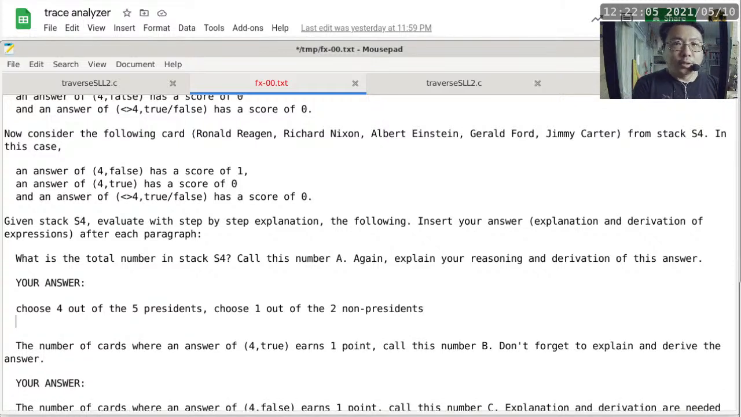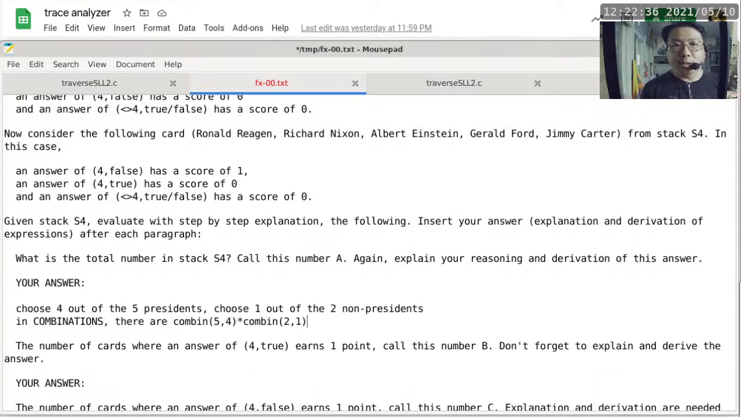From the discussion of the lottery problem, we now know that, and I'm going to use uppercase here, in combinations, there are COMBIN(5,4), 5 choose 4, times COMBIN(2,1), 2 choose 1.